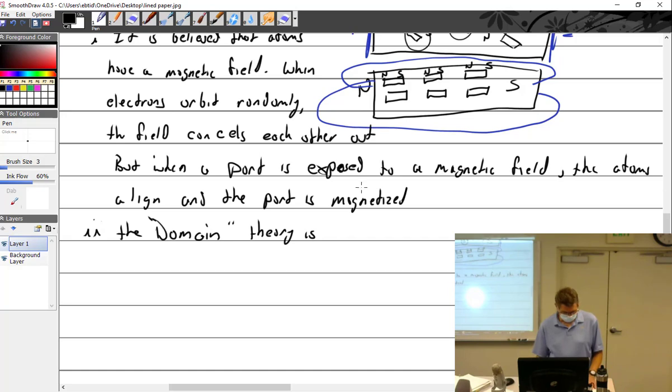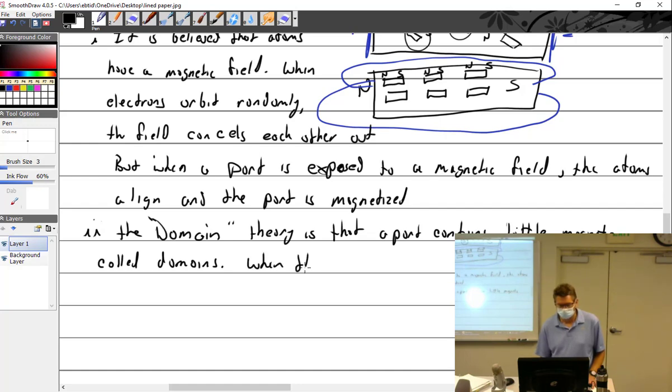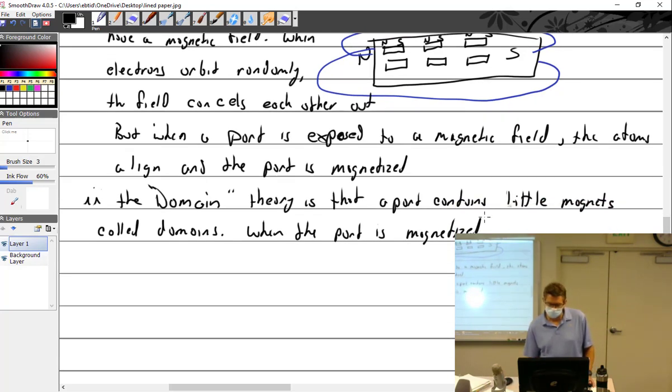Domain theory is that a part contains little magnets called domains. When the part is magnetized, the domains align, and the part remains magnetized.